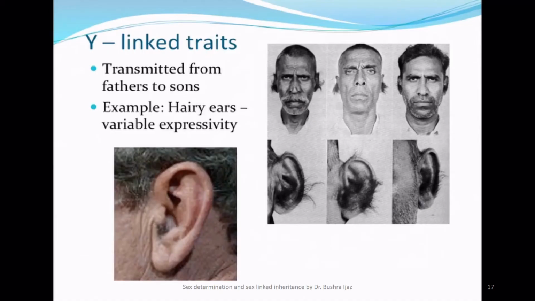Some other sex-linked traits include Y-linked traits. So this is actually called hairy ear syndrome. This is a gene that is on the Y chromosome, and we can actually see this gene being transmitted from fathers to sons because it can only go from Y chromosome to Y chromosome. The X chromosome doesn't have anything to do with the expression of this gene.